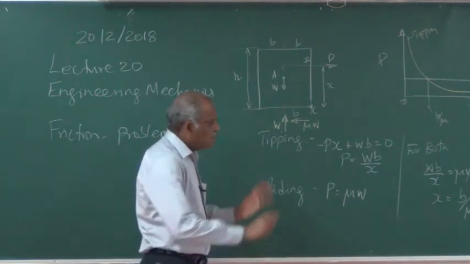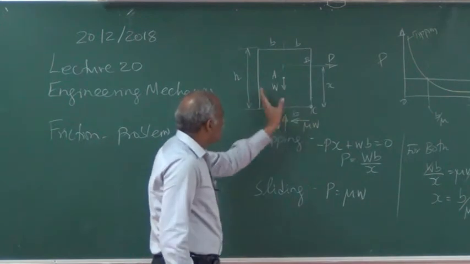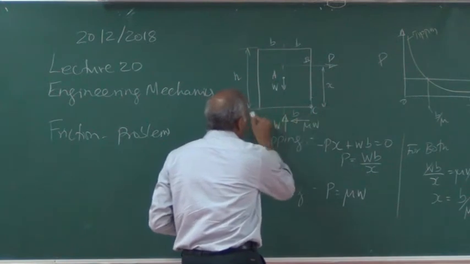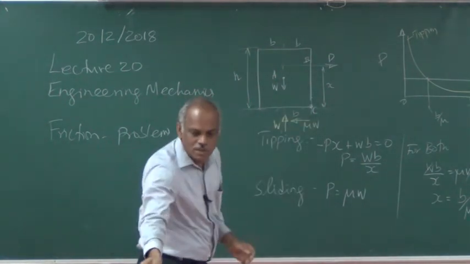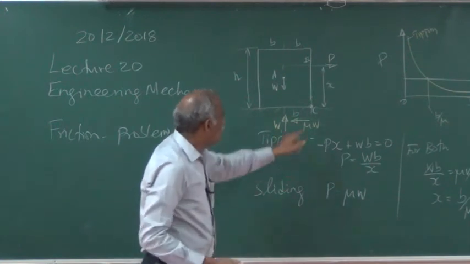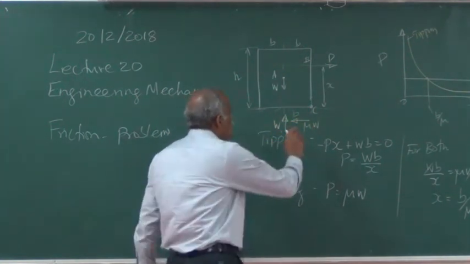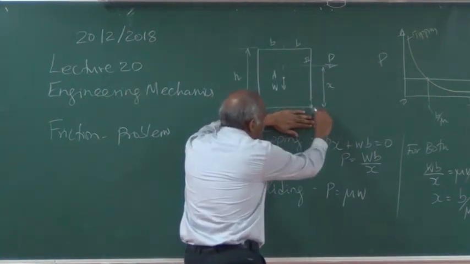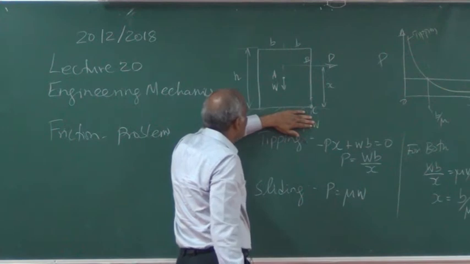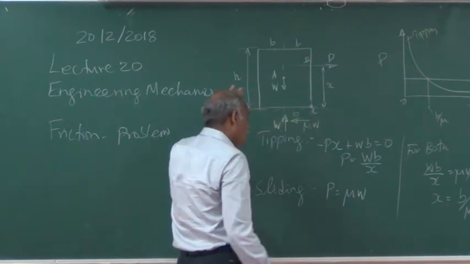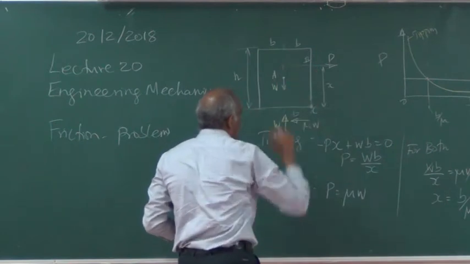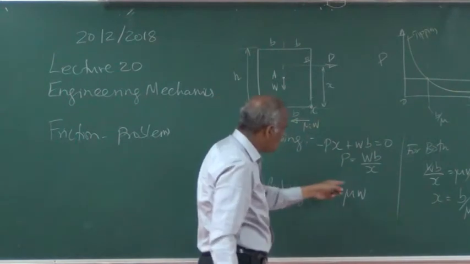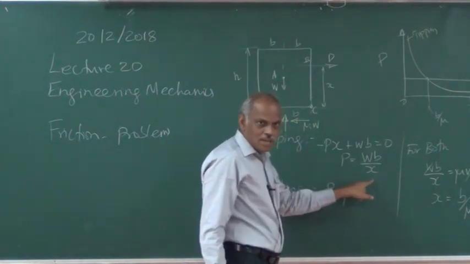For tipping to occur, when it tips, the contact with the floor will be lost. So the tipping is going to happen about this point C. At that condition, these forces will not come, only you will have a reaction here at C. If we take moment about C, then Px produces a clockwise moment and W into b produces an anti-clockwise moment. The sum should be 0. So P is equal to Wb by x.